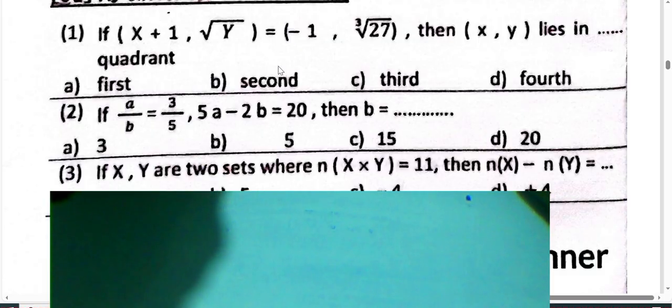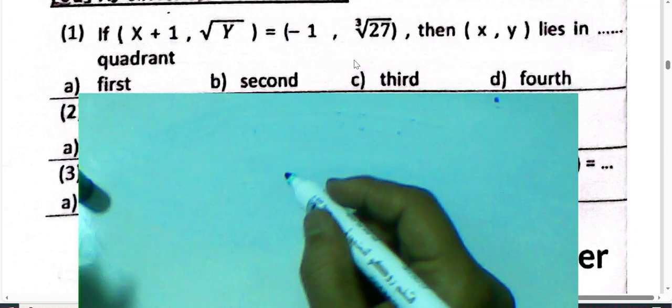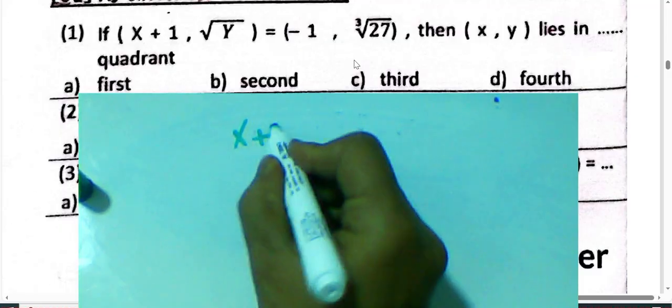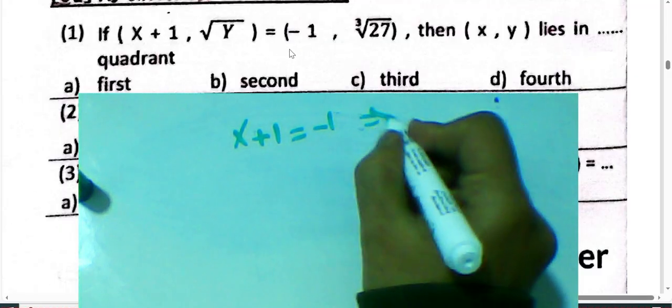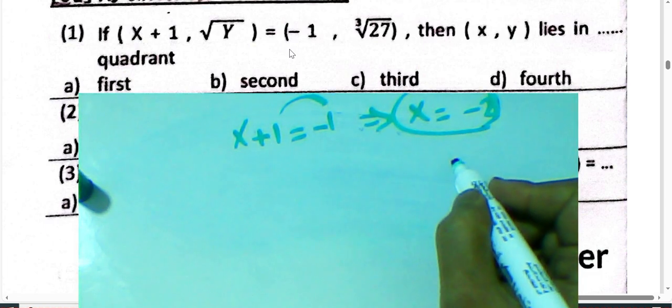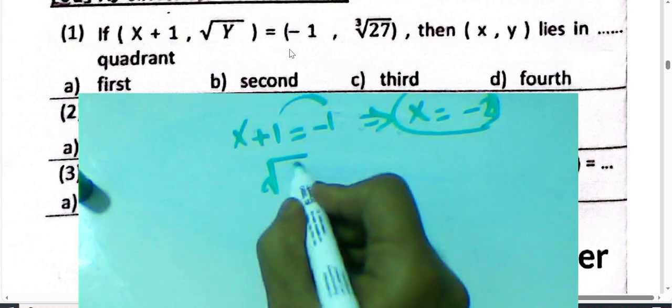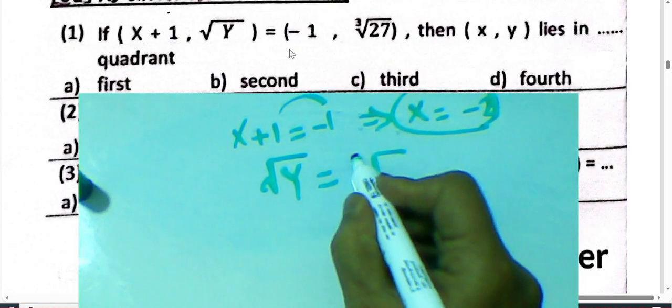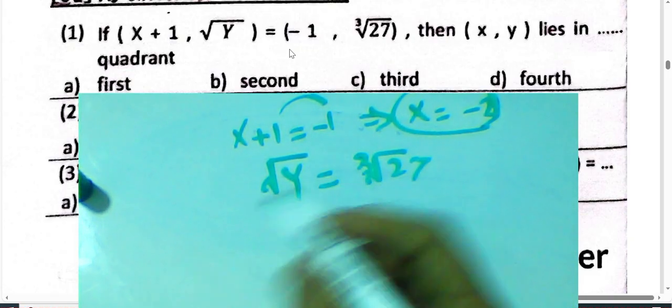Next question. Choose the correct answer. If (x plus 1, the square root of y) equals (negative 1, the cubic root of 27), and (x, y) lies in the first quadrant and third. Okay, look with me at the example. First I will write x plus 1 equals negative 1. Then we can find the value of x: negative 1 minus 1 will be negative 2. And also the square root of y equals the cubic root of 27.